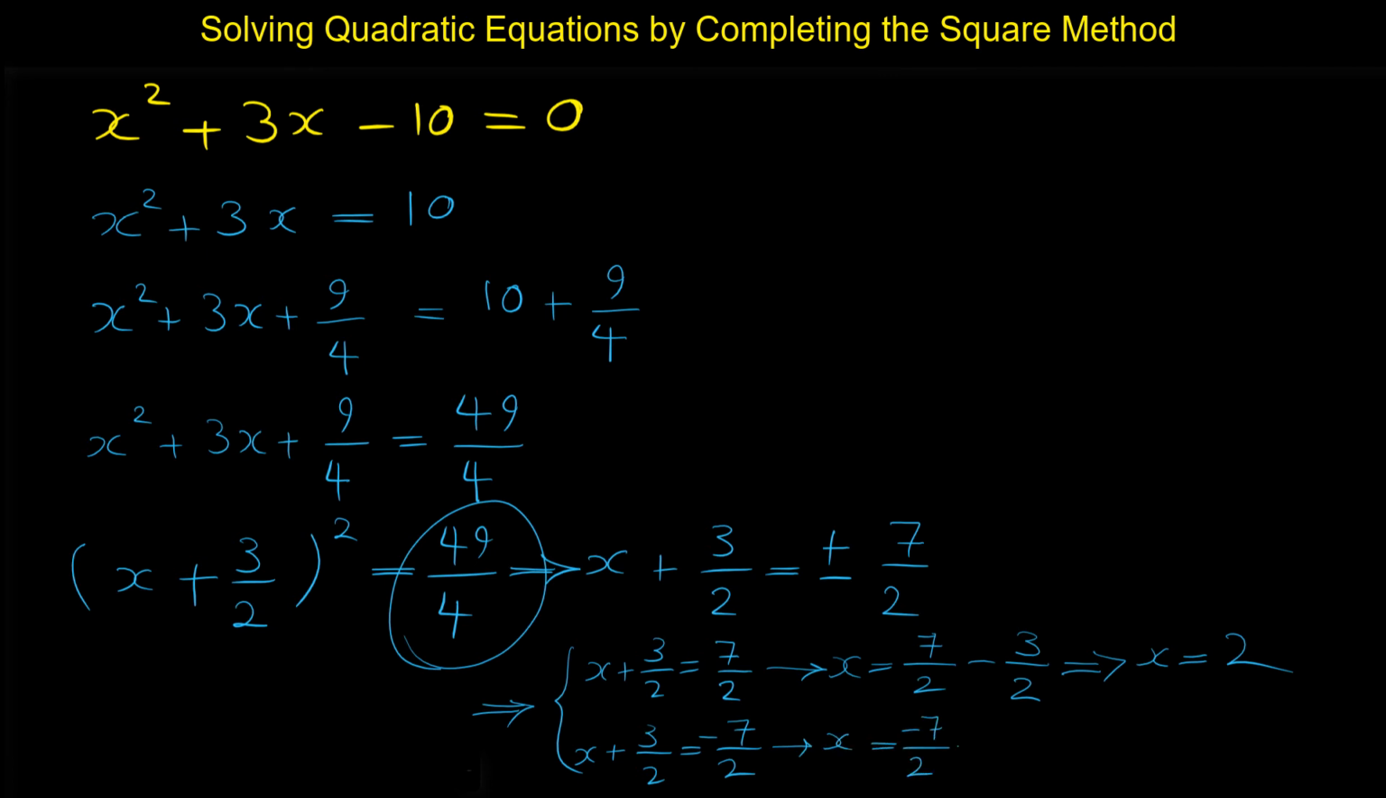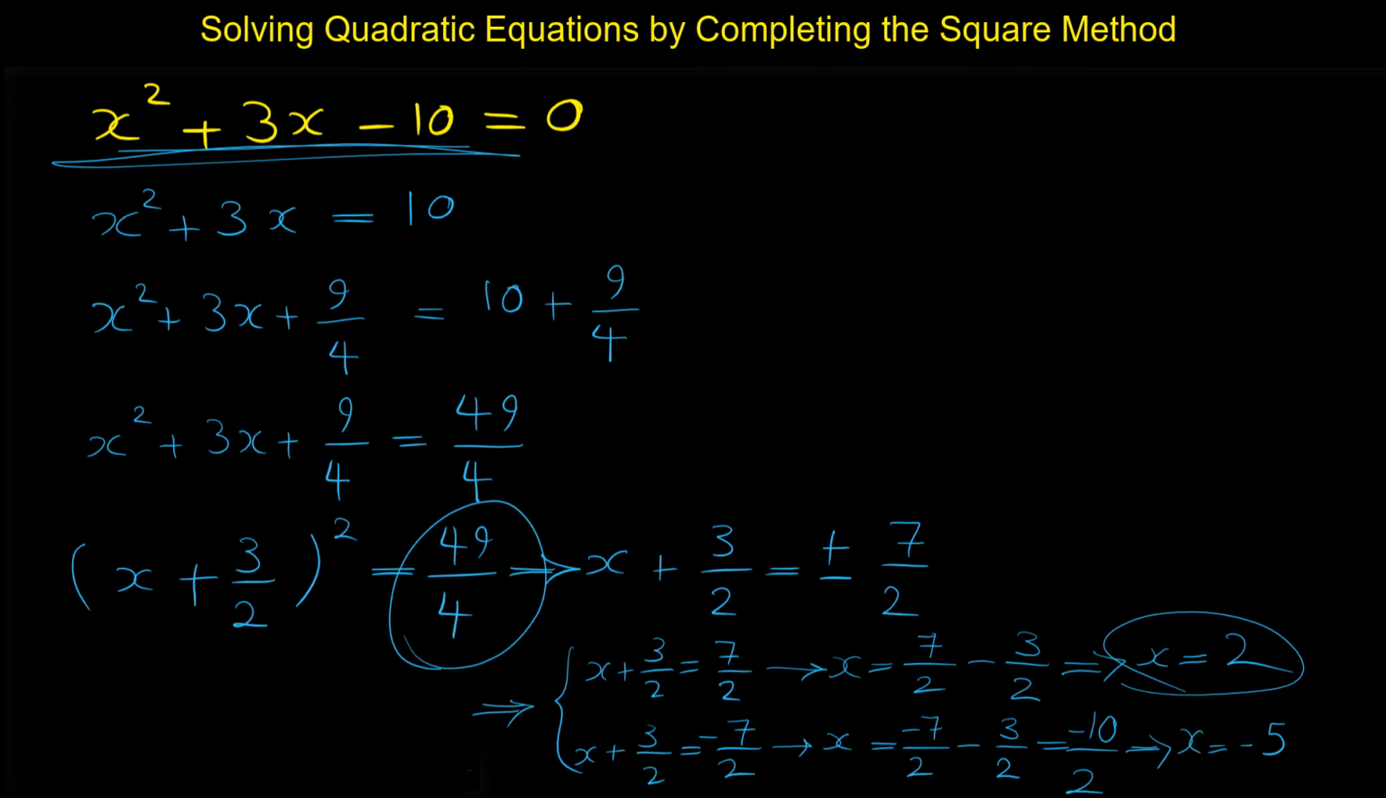And in the second equation, x is negative 7/2 minus 3/2. Minus 7 minus 3 is minus 10 over 2. Minus 10 over 2 is minus 5. So x is negative 5. So this quadratic equation has two solutions, and the answers are 2 and negative 5.